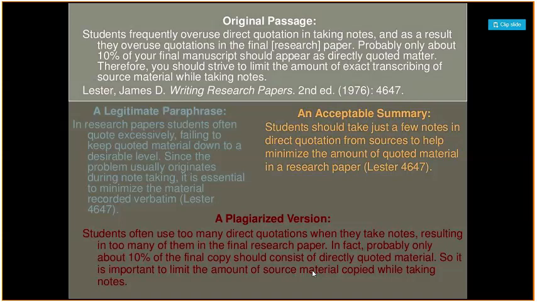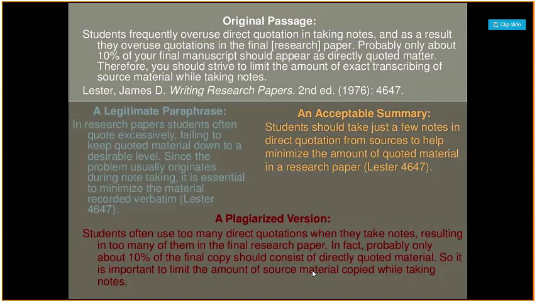Can one of you voluntarily help me by reading this text? May I, sir? Okay, please. Original passage: Students frequently overuse direct quotation in taking notes, and as a result, they overuse quotations in the final research paper. Probably only about 10% of your final manuscript should appear as directly quoted matter. Therefore, you should strive to limit the amount of exact transcribing of source material while taking notes. Lester, James, Rewriting Research Paper, second edition, 1976, 46-47.